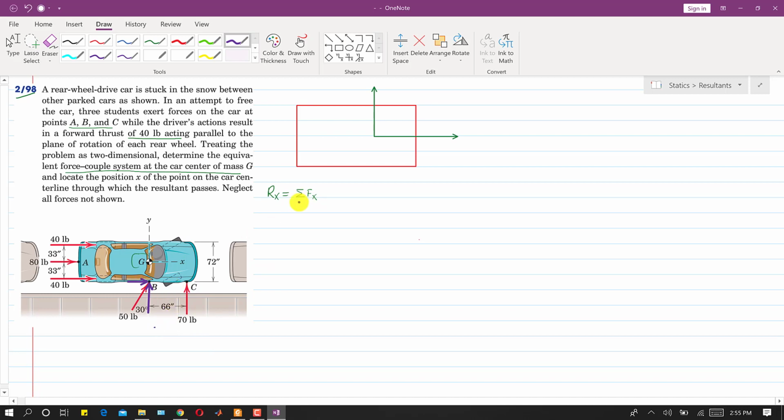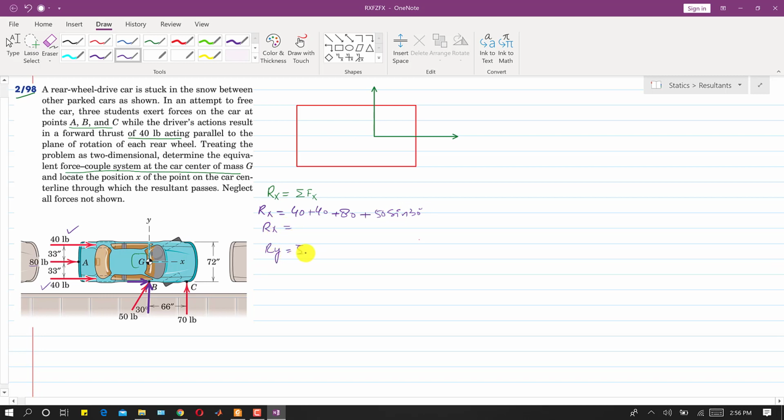Now if we add the forces along x, these 3 forces are along x and one is this component, right? So I will write Rx is equal to 40 pounds plus 40 pounds, this 40 plus this 40, plus this 80 plus 80, right? And this component, this is the sine component, so I will write plus 50 sine of 30 degrees, right? So this will give us Rx.